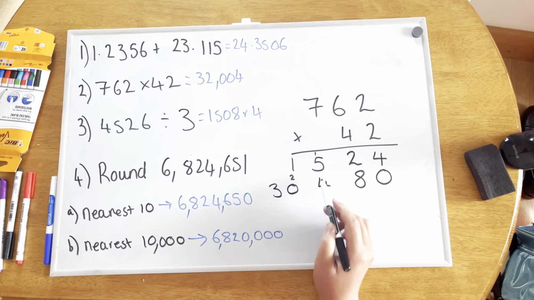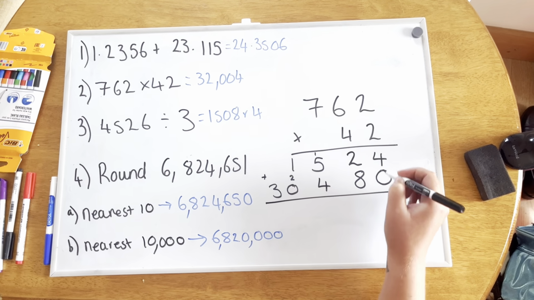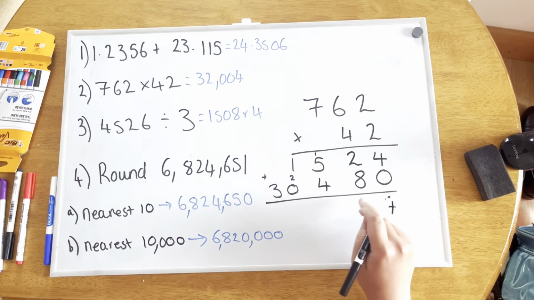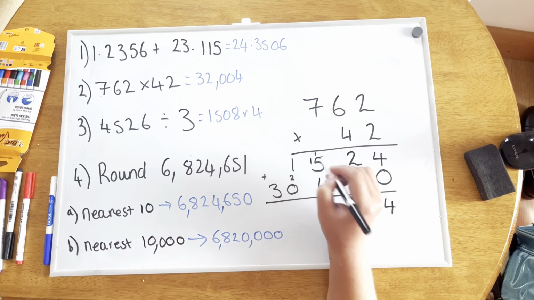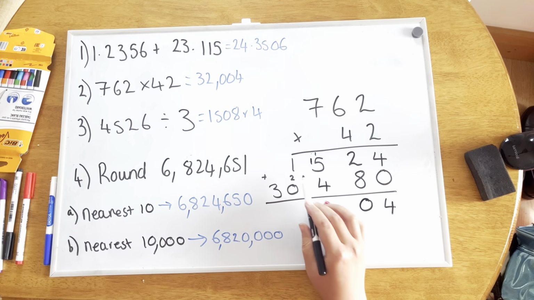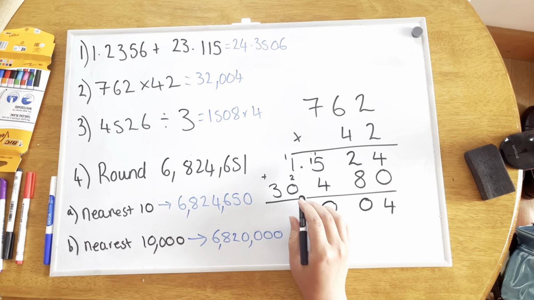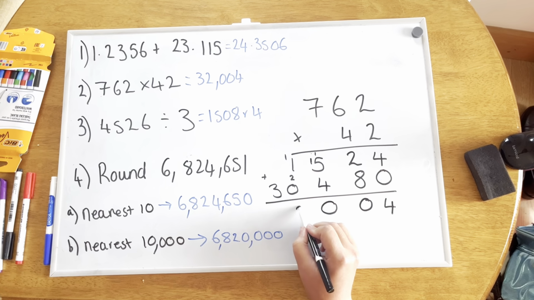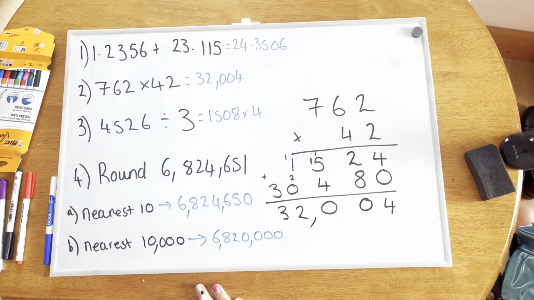Now we need to add our two answers together, and you can do it here if you have room. 4 plus 0 is 4. 8 plus 2 is 10. 0, carry our 1 over. 5 plus 4 is 9, plus another 1 is 10. 0, carry the 1 over. 1 plus 0 is 1, plus another 1 is 2. 3 plus 0 is 3. So our answer is 32,004.